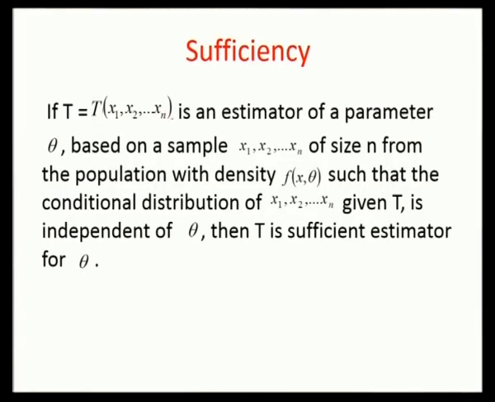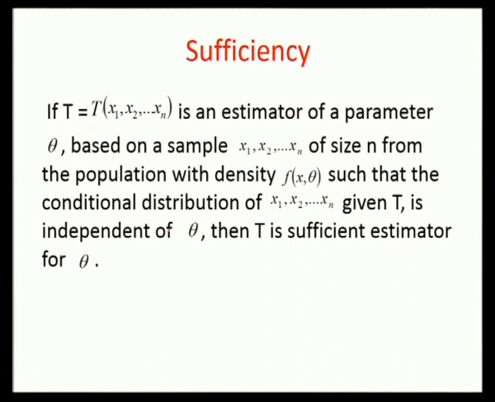If T is equal to T of x1, etc. up to xn, is an estimator of a parameter theta based on the sample x1, etc. up to xn of size n from the population with the density function f of x comma theta, such that the conditional distribution of x1, etc. up to xn given T is independent of theta, then you call the statistic T a sufficient estimator of theta.